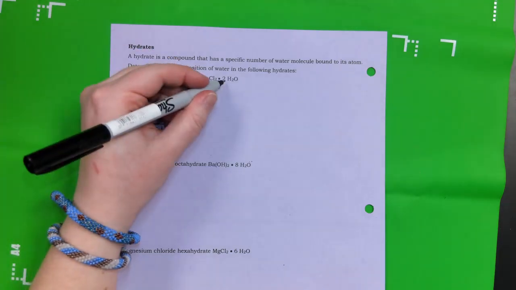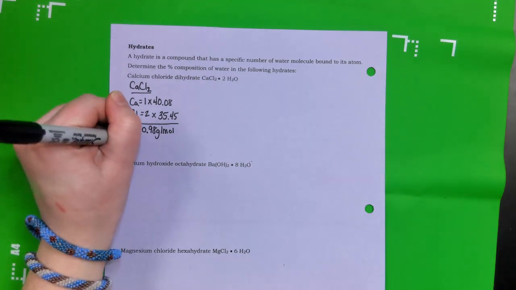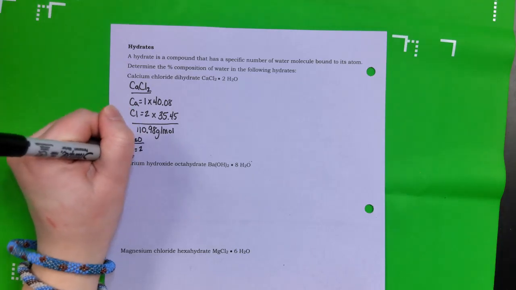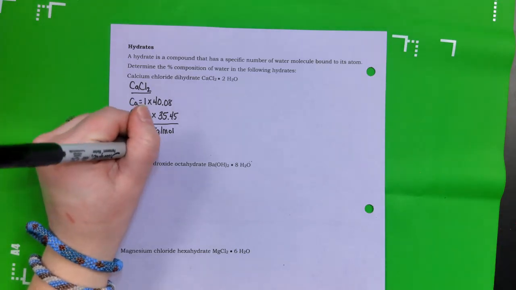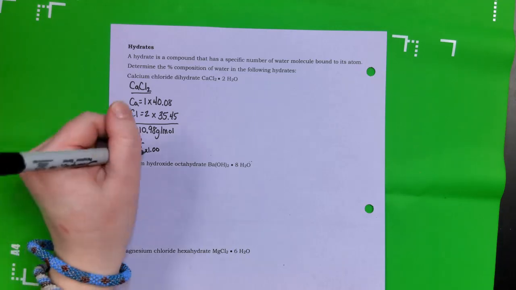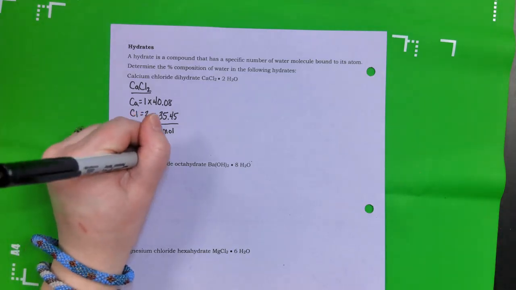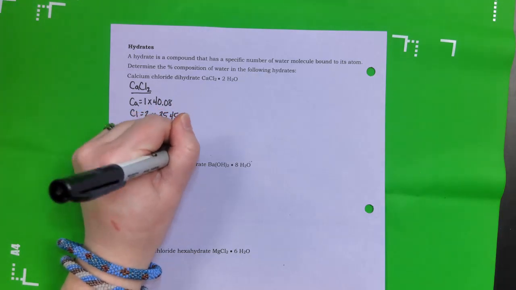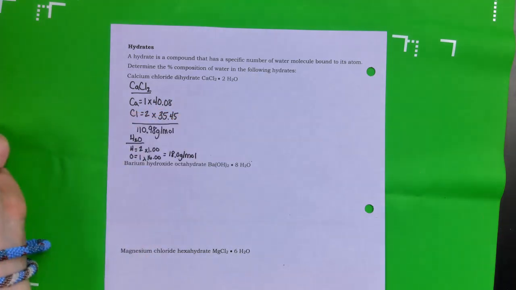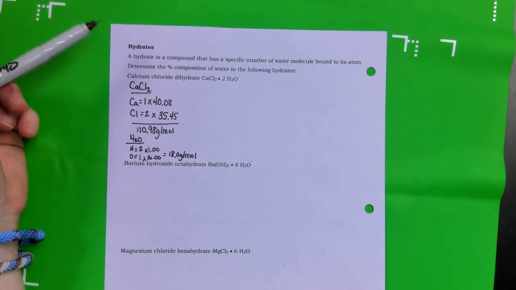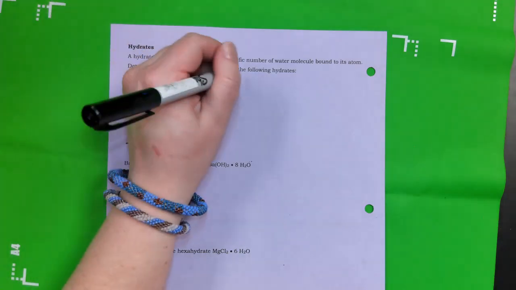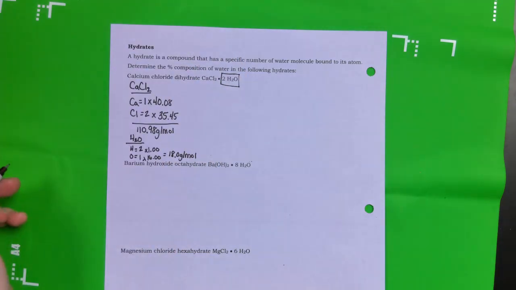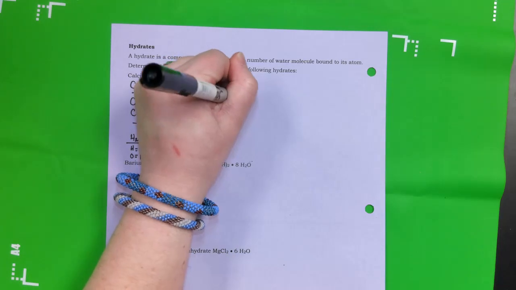Now I need to take care of the water. So water is the H2O. There's 2 hydrogen, 1 oxygen. Hydrogen rounds off to 1. Oxygen rounds up to 16. So when I multiply and add it up, I get 18 grams per mole. Okay. So on the previous side, we were finding the percent of each individual element. On this particular side, we're figuring out how much of this compound is the water. So we're finding percent H2O.